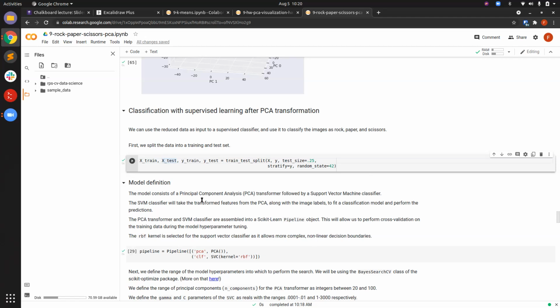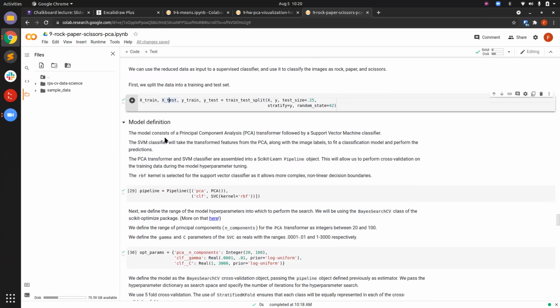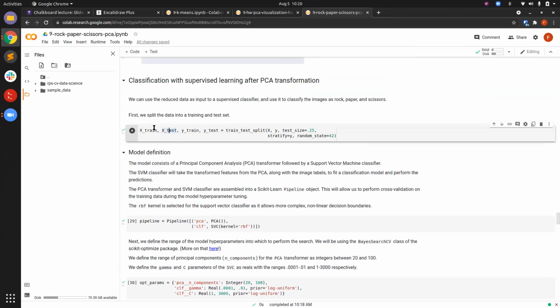Now, I'm not running this in real time because it's a little slow. You'll see why in a moment. But I'm going to take this data set, the original data set, not the PCA data set, and I'm going to split it up into a training and a test set.